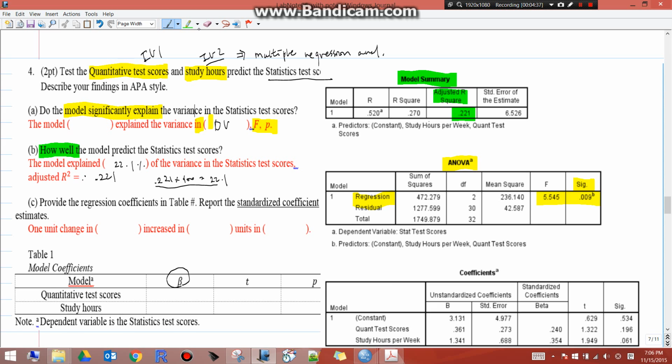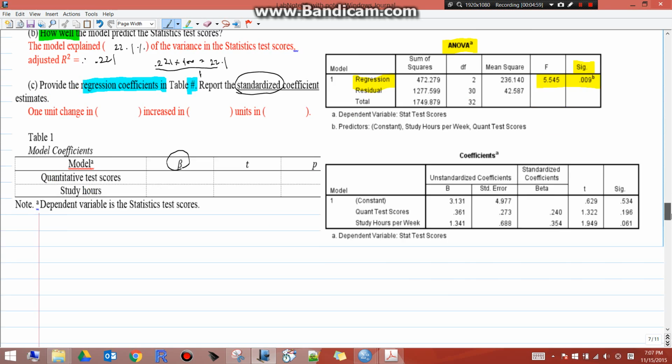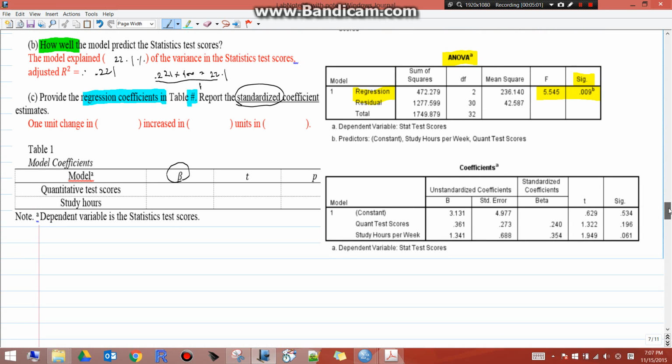And then let's look at the last question. Provide the regression coefficients in table 1. Report the standardized coefficients. I asked you to report standardized coefficients. So you need to look at the coefficients table over here, and the second column is about the unstandardized coefficient.